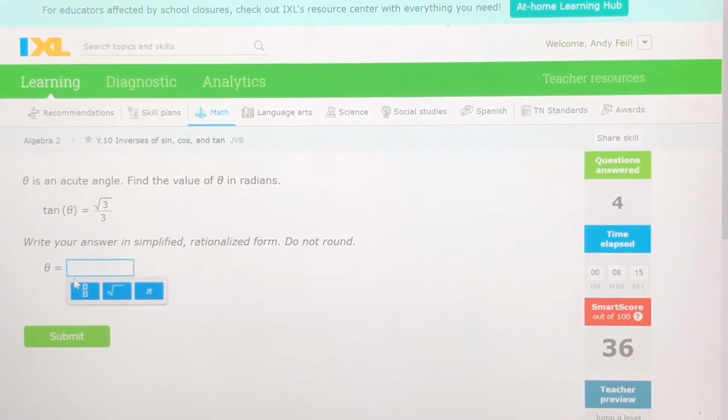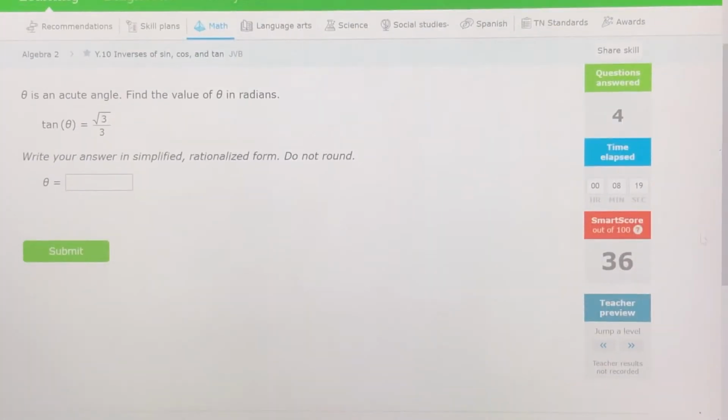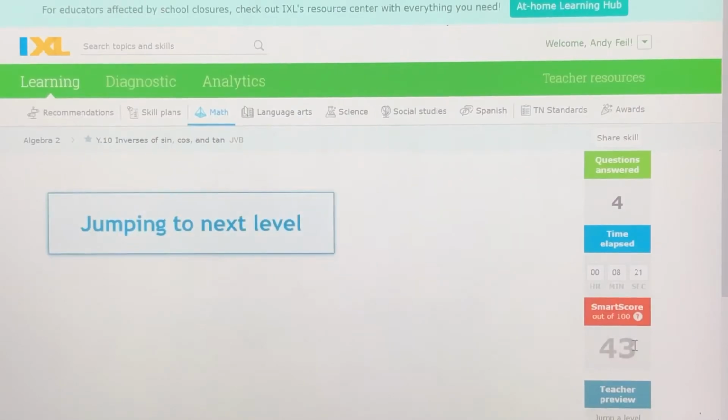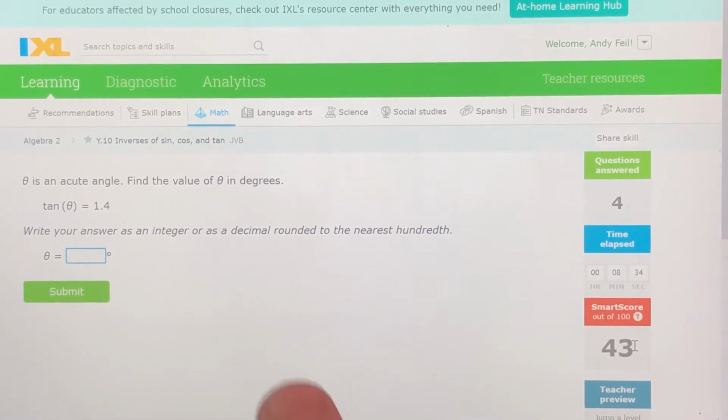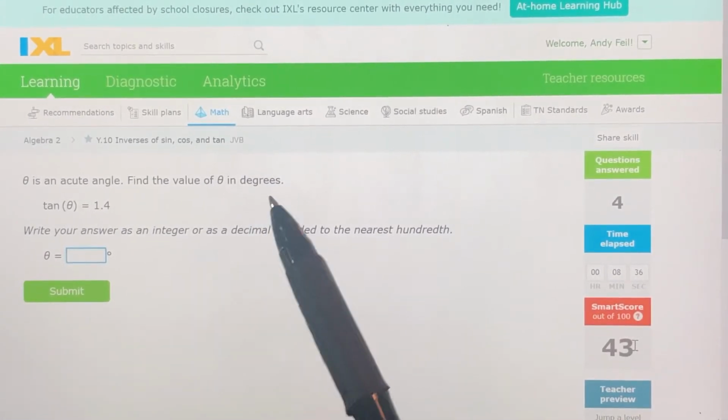Okay, so you get the idea. Let's skip up a level and see what it's going to ask us to do. I think we're going to get some problems where we have to use our calculator. Here we go. Theta is an acute angle. Find the value of theta in degrees. Well, this time it says the tangent of theta is 1.4. So I'm going to be using my calculator. Notice it says find the value of theta in degrees.